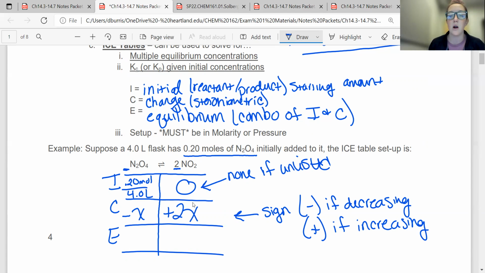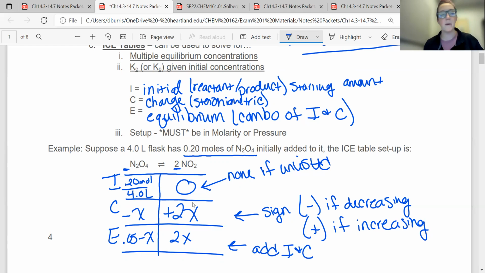So your change rows are always going to look like this. They're going to have x's. They should have a sign, and the coefficient should be brought down as well. And I said equilibrium is just these combined. So 0.20 over 4 is 0.05 minus x, and then 0 plus 2x is just 2x. All right, so all I did here was add I and C.